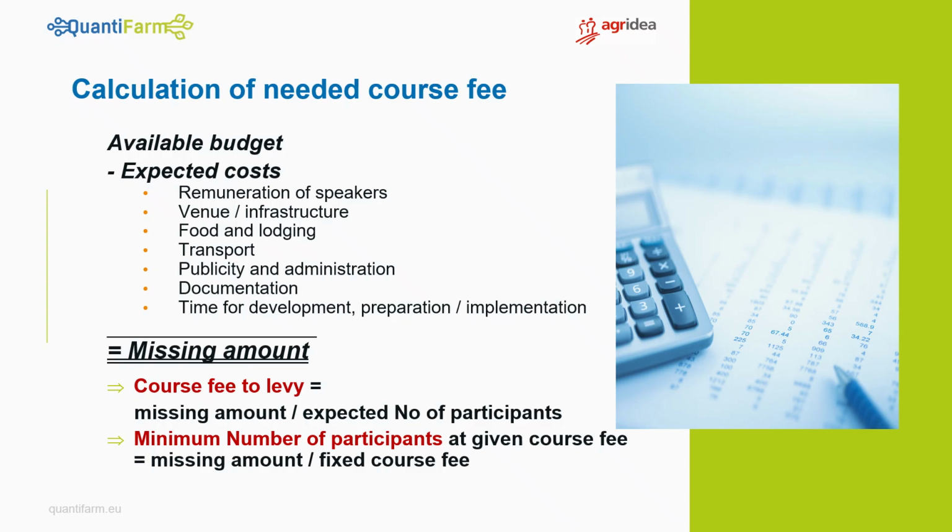And in some situations, organizations have a fixed rate for course fees. Well, then you just can calculate the minimum number of participants that you need to be able to pay all the costs. That you would do by dividing the missing amount through that fixed course fee. So that's all about the calculations. I hope you could follow, and I do hope that you always will have enough budget for your trainings and you don't have to run after finances for your trainings.